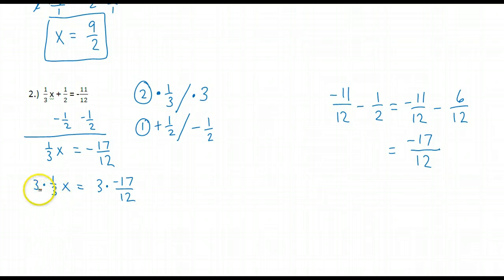Three times 1/3, these are reciprocals of each other, they're inverses. I'm going to get 1 for an answer. And 1 times anything is that anything. So 1 times x is x.